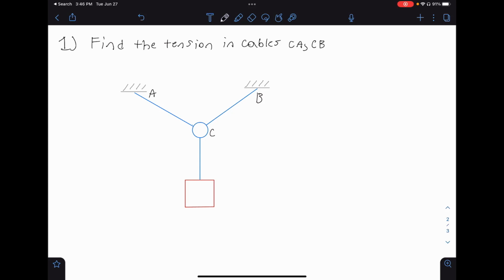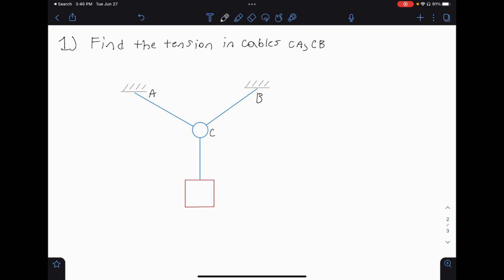So this is our first problem. It's going to be very, very basic. It's a pretty famous problem when doing equilibrium of a particle type questions. And let's get right into it. So this question says, find the tension in cables CA and CB.